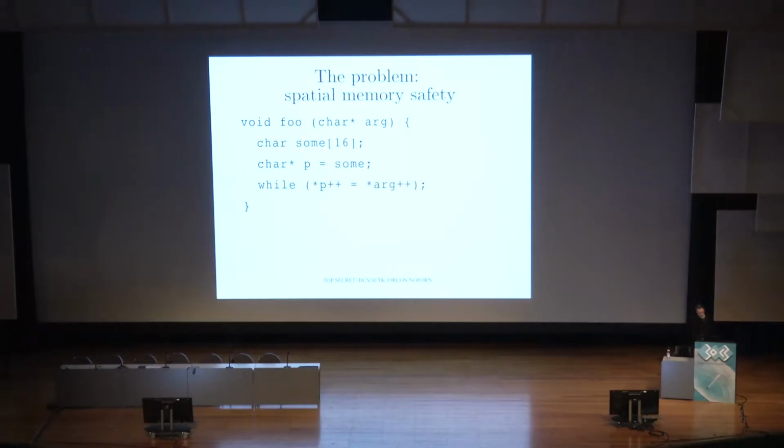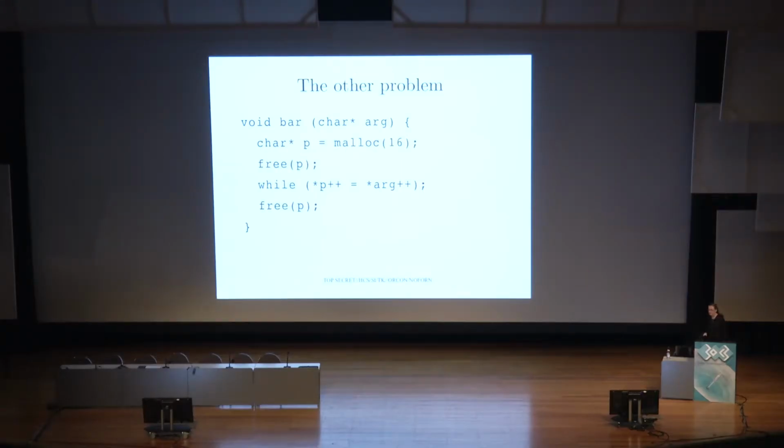So to get used to the lingo, what we're seeing here is a so-called spatial memory safety problem. Spatial because you're in the wrong part of the address space. You write somewhere you're not supposed to write to. Right? So spatial memory safety. There's also temporal memory safety.